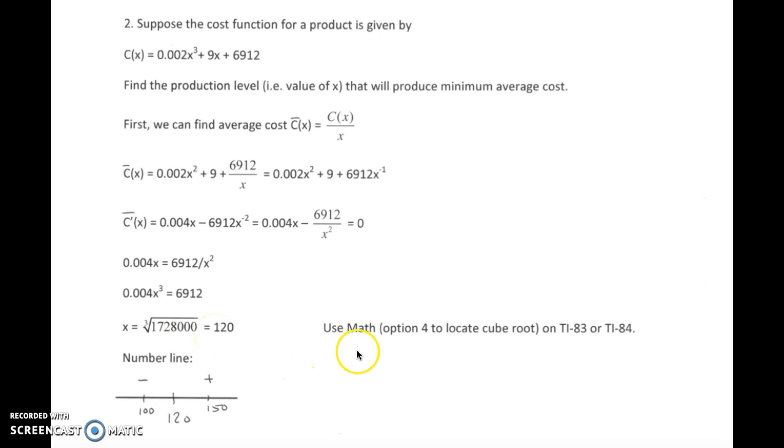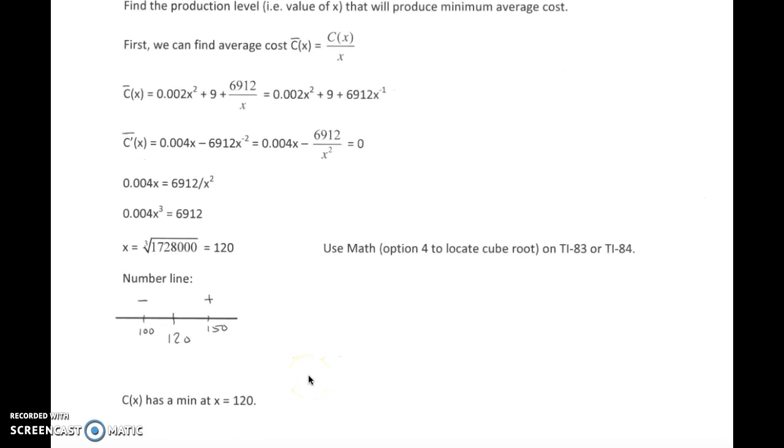Okay, so if you want to locate the cube root, if you use the math key on your TI-83 or 84, it'll be option 4. All right, and then you can just type your cube root in here, and we end up with 120. Right. Go ahead and test 120 on the number line. I'm going to test 100 and 150. You could go closer to that if you would like. It really doesn't matter. Going by 10s or 20 is okay. You're just trying to find nice numbers to the left and to the right, whatever's easier for you to work with.